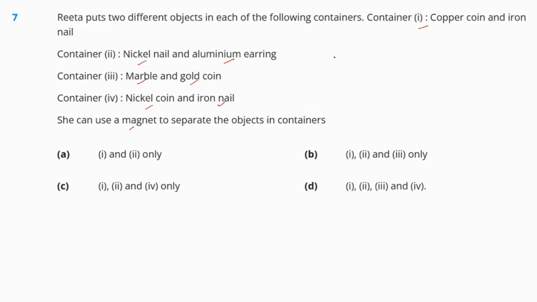So here what will happen? In the first one we have a copper coin and iron. Iron can be picked up by the magnet. Second, nickel nail and aluminium. Nickel can be picked up by the magnet. Marble and gold coin, no. Nickel coin and iron nail, because they both have an affinity for the magnet, they both will be picked up, so it will not be a separation. So separation would be for the first and second only.